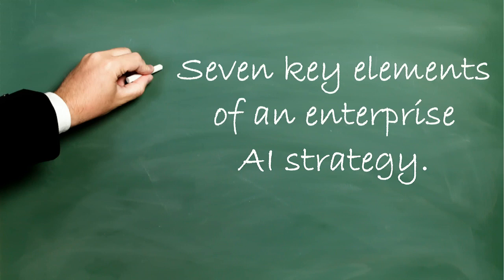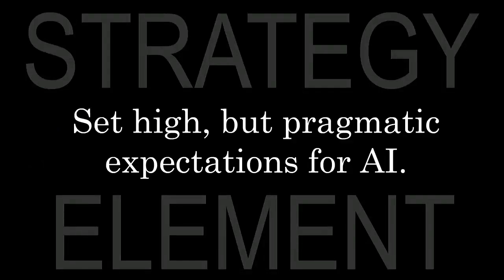These are the 7 key elements of an enterprise AI strategy. So the first one is to set the right expectations. I mean, the expectations that you set with your executive leader, or if you are an executive leader, that you set with the board, you have to set the right expectations. Otherwise, you'll be set up for failure.